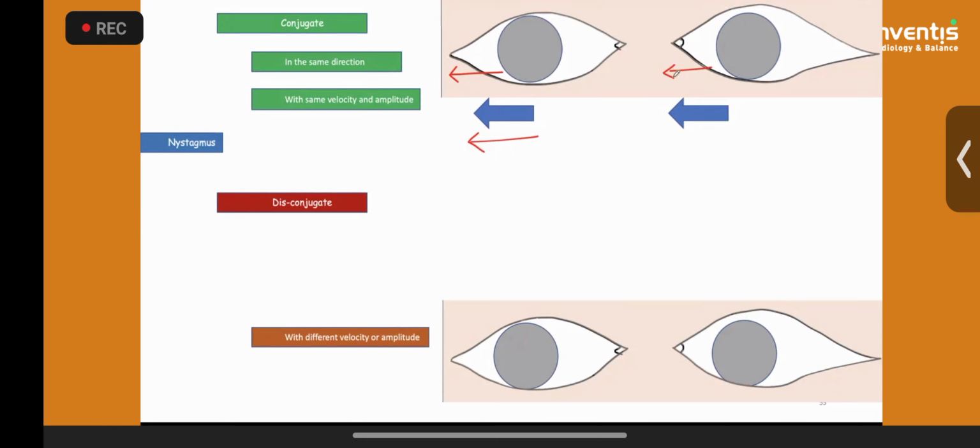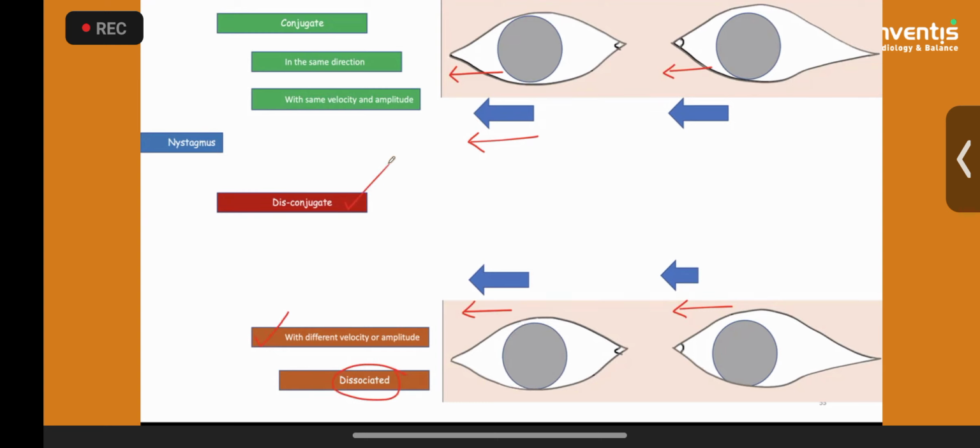But if there is a different velocity or amplitude of the nystagmus, more than 30%, it is disconjugate. The type of nystagmus, even though the direction is the same, but the velocity and amplitude is different, it is called a dissociated variety of disconjugate nystagmus. So one eye is moving faster and one eye is moving slower. It is a dissociated nystagmus.